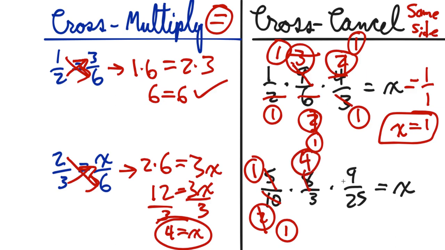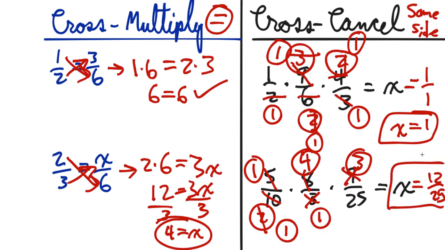And then, 3 and 9. Look at this. 3 is a factor of both of these. 3 goes into 3 one time. 3 goes into 9 3 times. What am I left with? On the top, 1 times 4 times 3. That's going to be 12. Denominator: 1 times 1 times 25, that's 25. So cool, x equals 12 over 25.